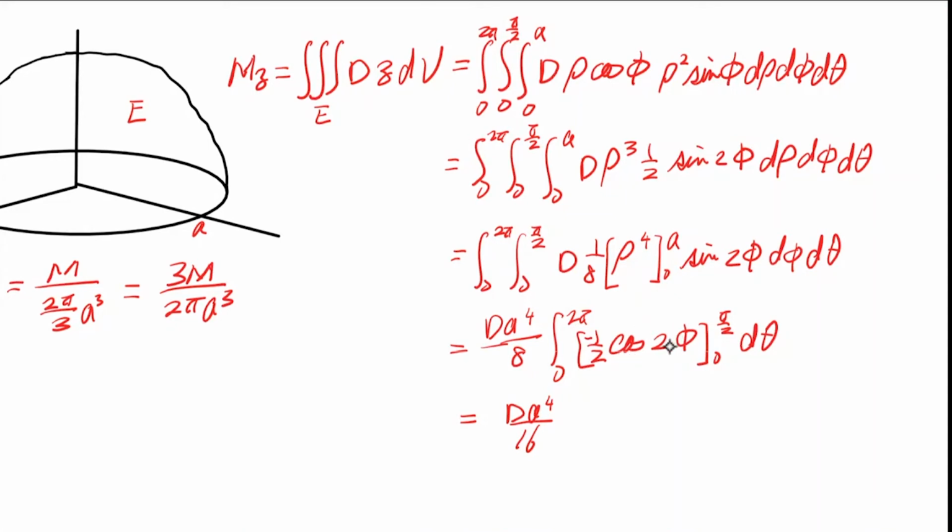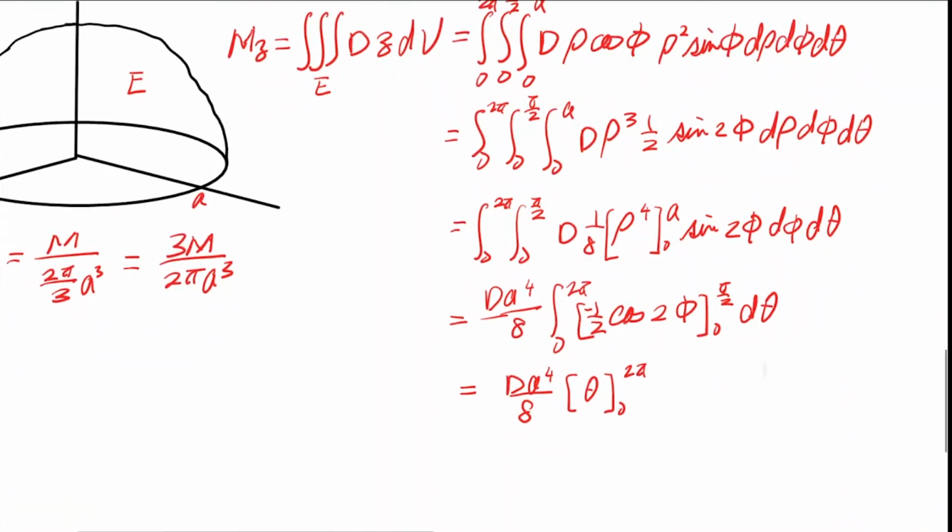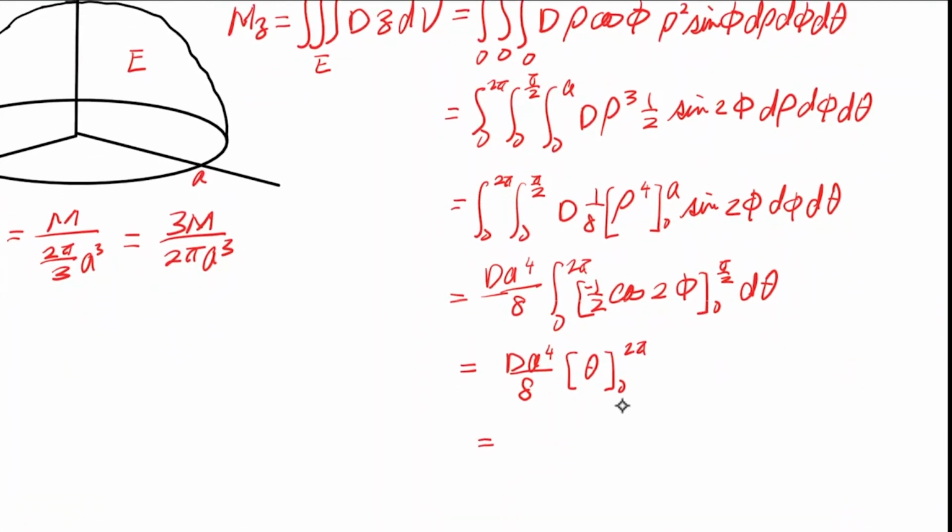So this thing gives me 2. So I shouldn't have taken that 16 out, so change that back to 8. That gives me 2. So if I just keep that 1/2 in, that whole thing gives me 1. Good. Say yes. And then I have theta from 0 to 2 pi. That will give me 2 pi now. So what I have is pi D a to the 4th power over 4. So far so good. Say yes.